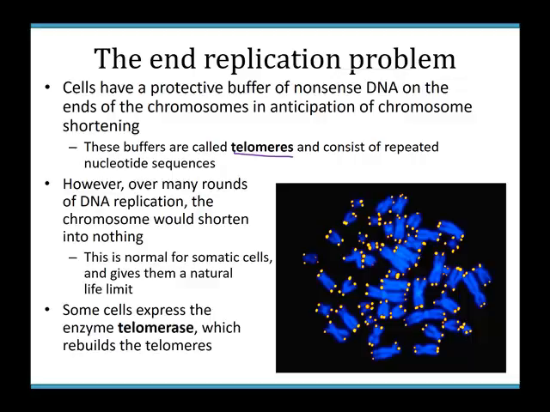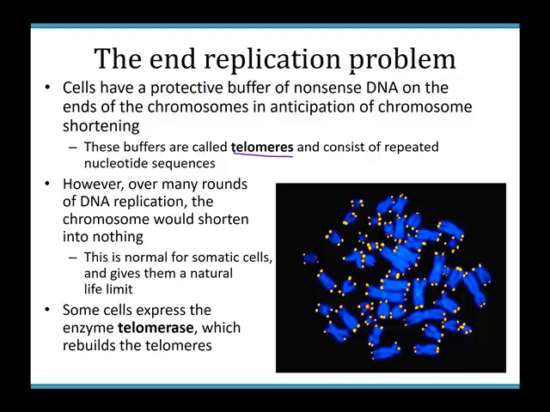Given enough time, if you live long enough, if your cells divide enough, however, the chromosomes would shorten ultimately into nothing. And this is normal. This is a normal process, right? Especially for our somatic cells, this gives them a natural life limit.